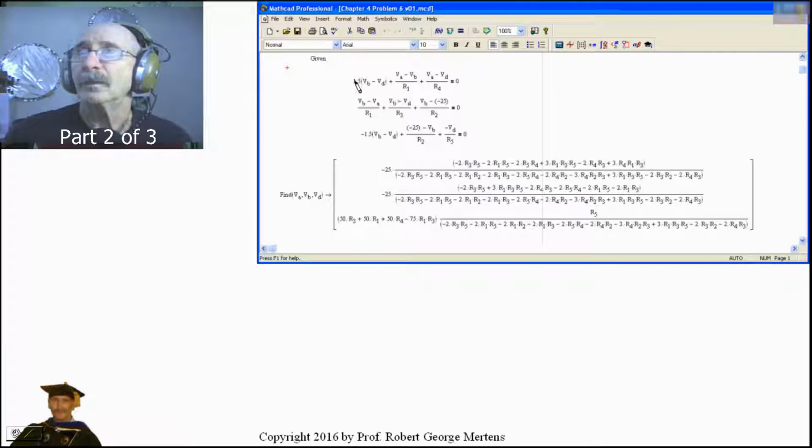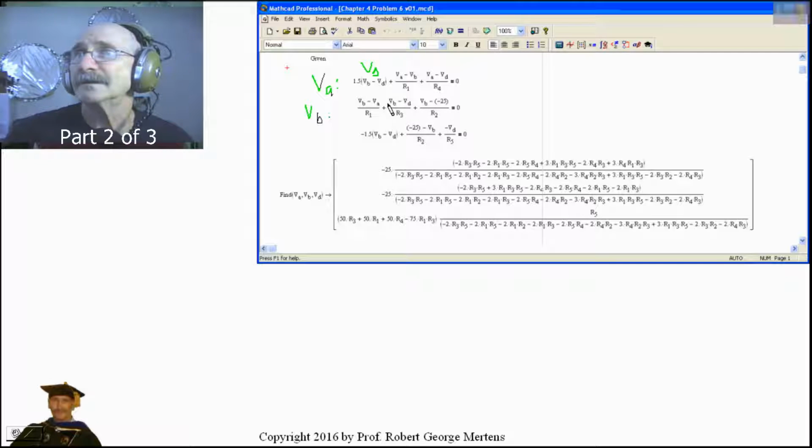Alright, so I have three equations here. Here's my 1.5 V delta, which is VB minus VD. Just remember that this value is V delta, and then VA minus VB, and then VA minus VD. And then the second one, so I should put what these are. This represents the currents going away from VA, and these represent the currents going away from VB.